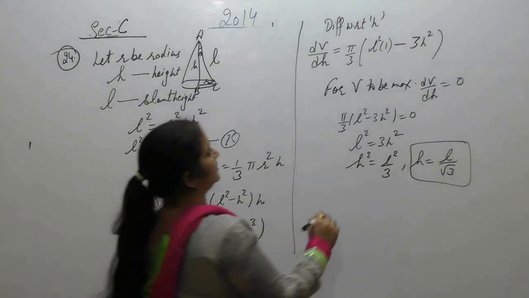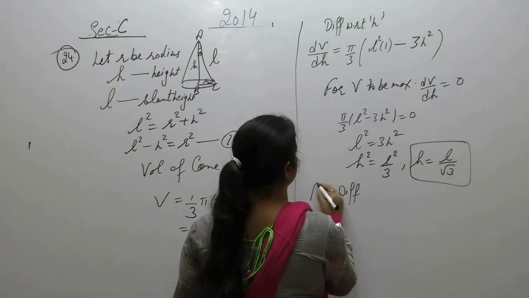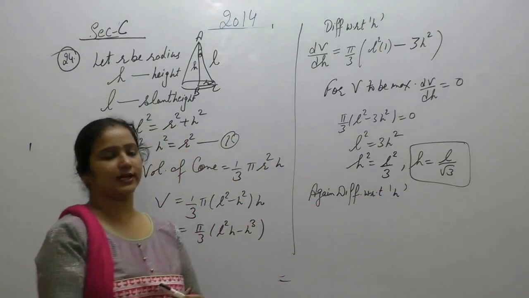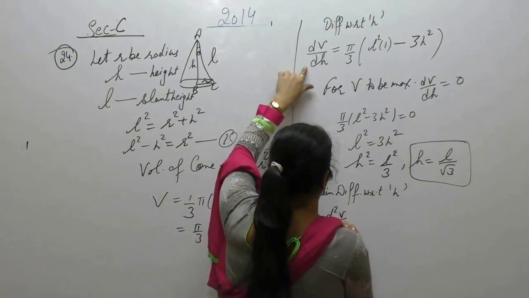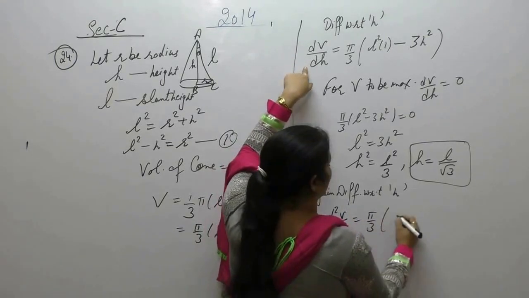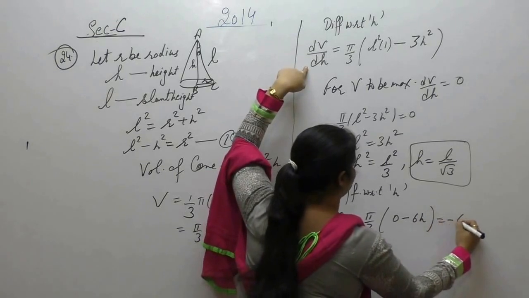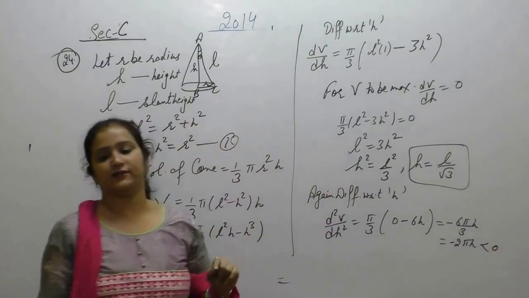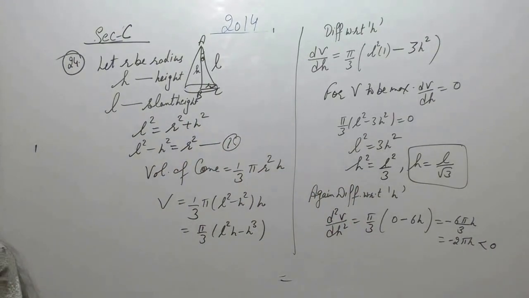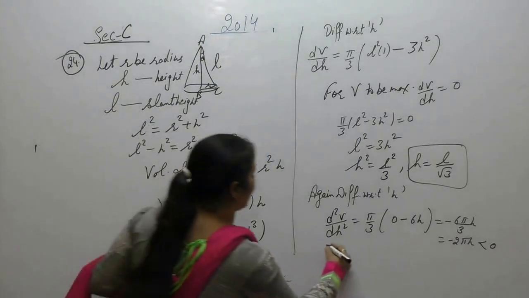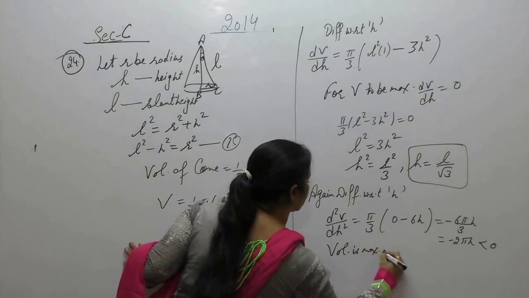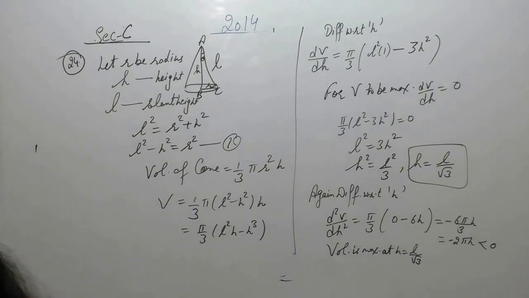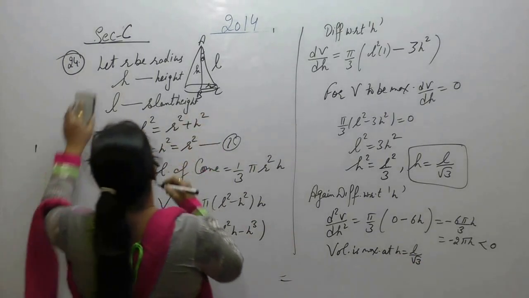Again differentiate with respect to h. Take the second derivative. l square is constant, so that is minus 6h times pi by 3, that is minus 2 pi h. Second derivative is negative, therefore volume is maximum at h equal to l upon square root of 3.